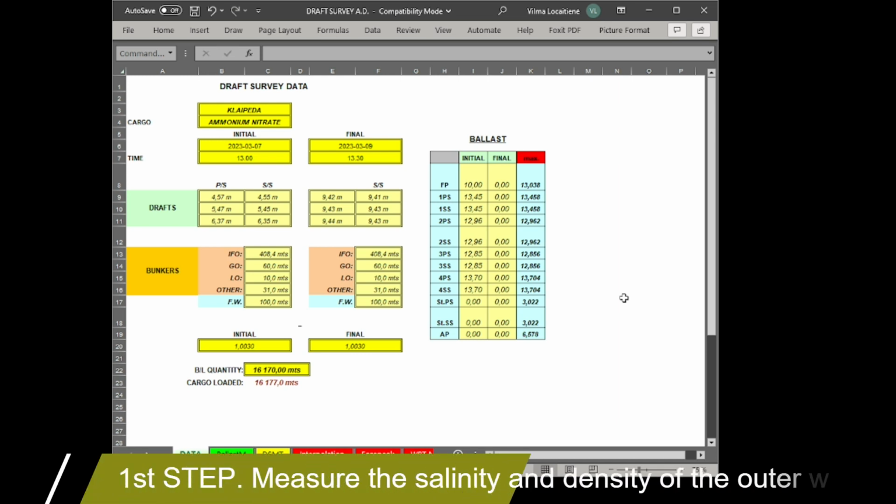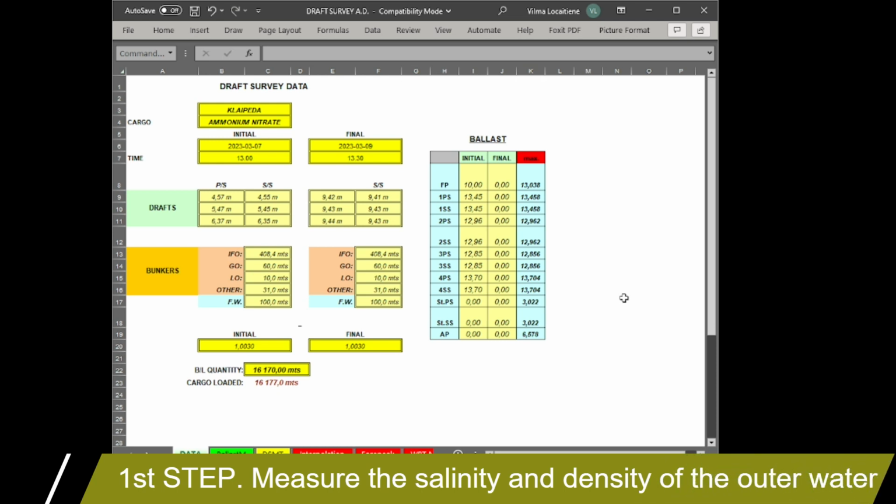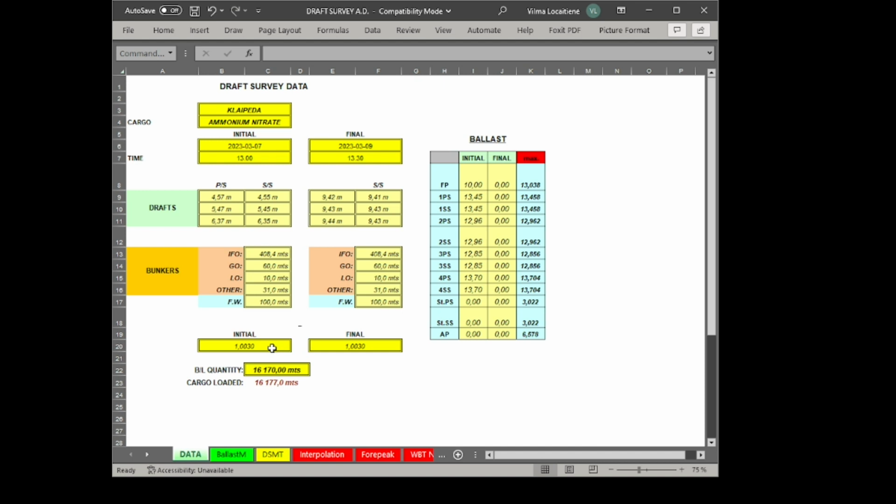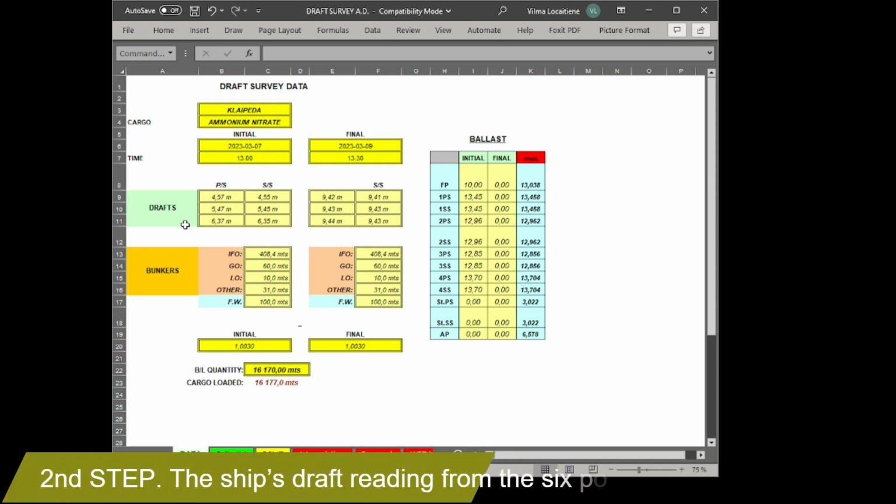The first step, it is necessary to measure to determine the outer water salinity density. There is Klaipėda port salinity 1.003. Next step, it is necessary to take draft readings.